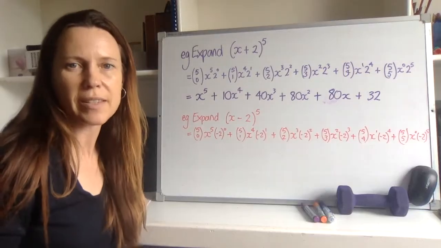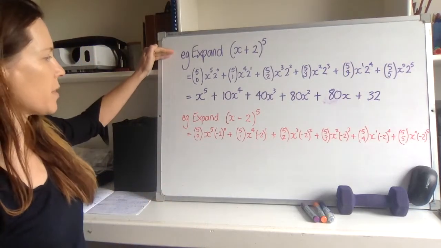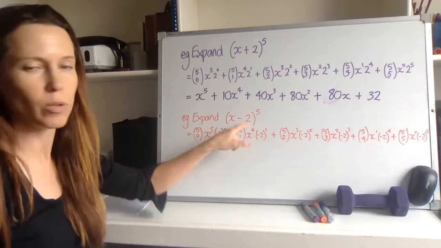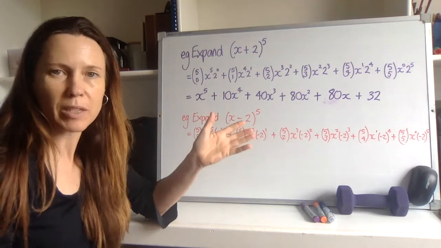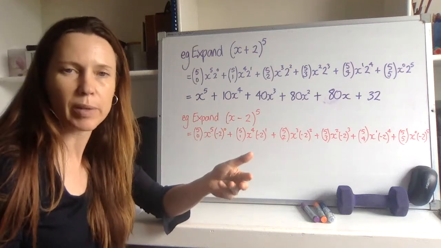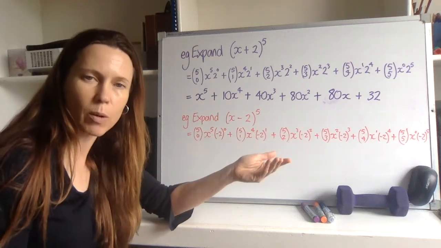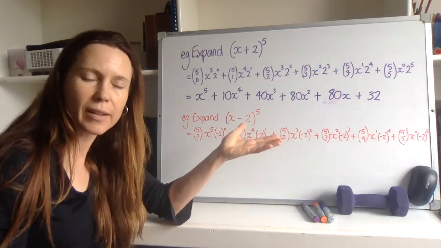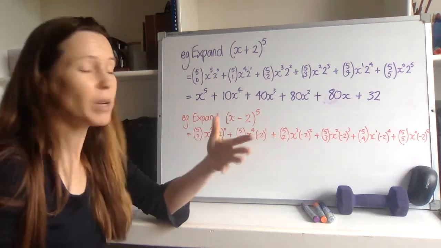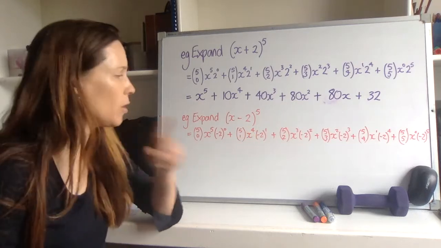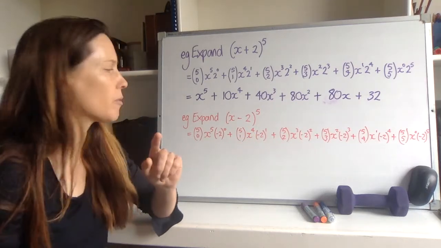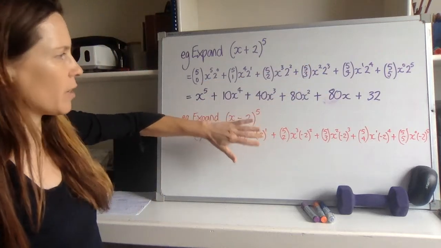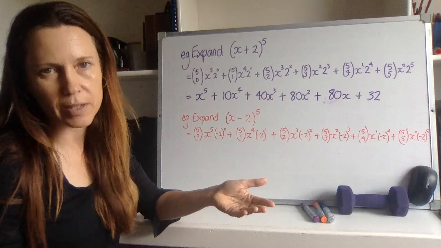For the next example, let's do one that's almost the same, but instead of (x + 2) raised to the power of 5, we've got (x - 2) raised to the power of 5. Now, something to bear in mind is that when you've got a negative number and you raise it to an even power, you'll end up with a positive number. For example, minus 2 squared is still 4. But when you raise a negative number to an odd power, you'll end up with a negative. So what we're going to find is that all of the numbers in this expansion are going to be just like this one, but some of the signs are going to be different.